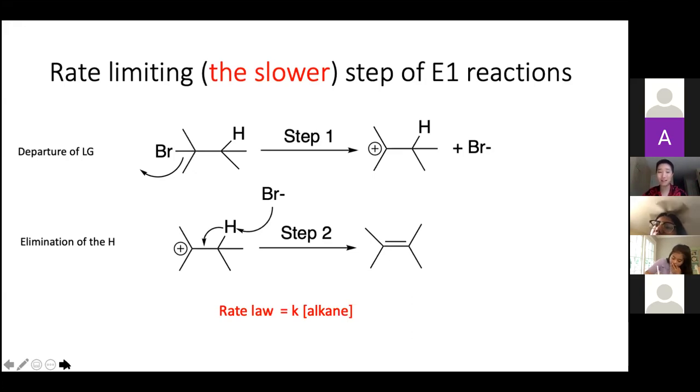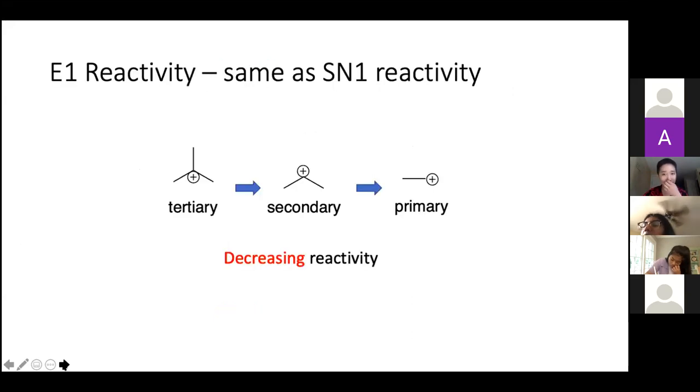Right, you're absolutely right. The concentration of this reaction determines how fast it goes. So if we have a lot of alkane with a leaving group, this reaction is going to go faster. If we have low concentration, this reaction is going to be very slow. Okay. I have a question. Yes.